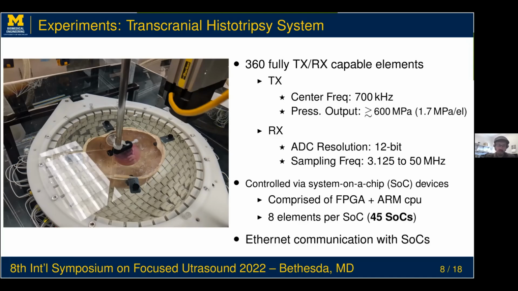In the experiments that I'm going to describe, the setup is basically exactly what you see here. We have this 360 element transcranial histotripsy transducer. We mount a skull in it through the focus, and then we mount a tissue sample embedded in gel at the center of the skull at the array's focus, like you see in this case.